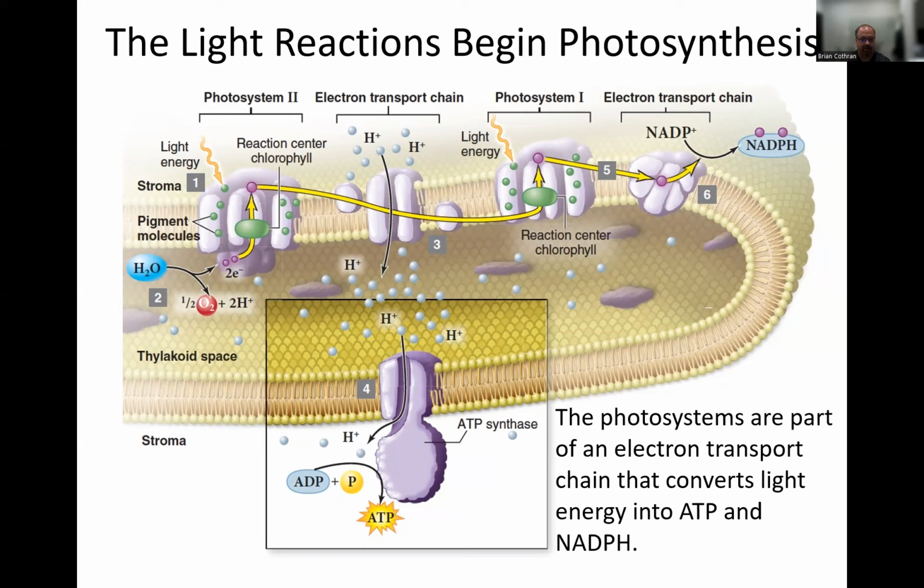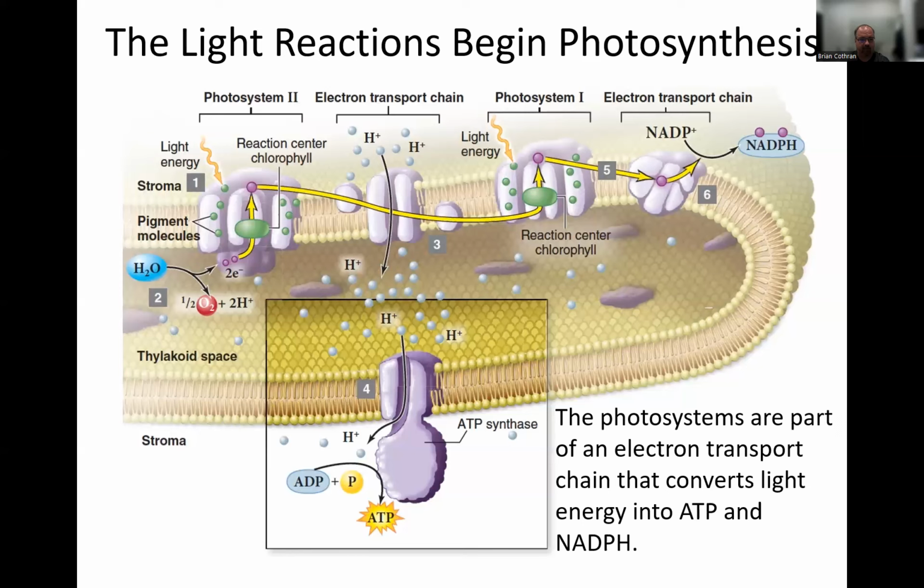And I want you to do me a favor. On NADPH, I want you to write down: for photosynthesis only. If you want to think about the P standing for photosynthesis, go right ahead. This is an energy carrier just for photosynthesis. Now we're going to have another one in respiration in the next chapter called NADH. But I want you to remember P stands for photosynthesis. That'll help keep it straight.